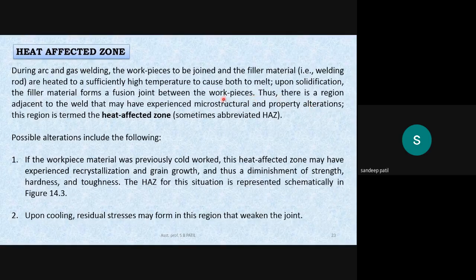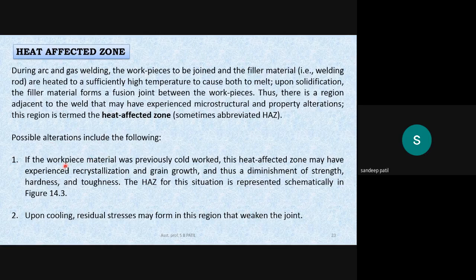So thus there is a region adjacent to the weld that may have experienced microstructural and property alterations. This region is termed the heat affected zone, sometimes abbreviated as HAZ. We might have studied this part in a last semester subject also, in sensitization of stainless steel, or you can say the weld decay of steel. There also we have studied this heat affected zone. So possible alterations include the following.